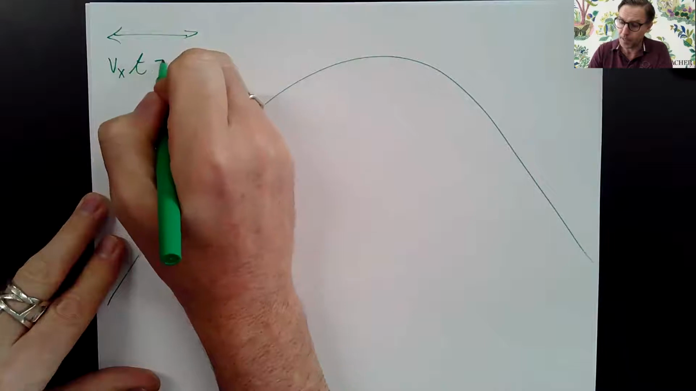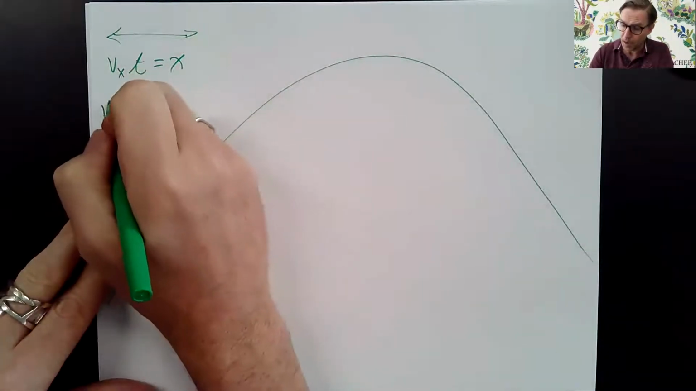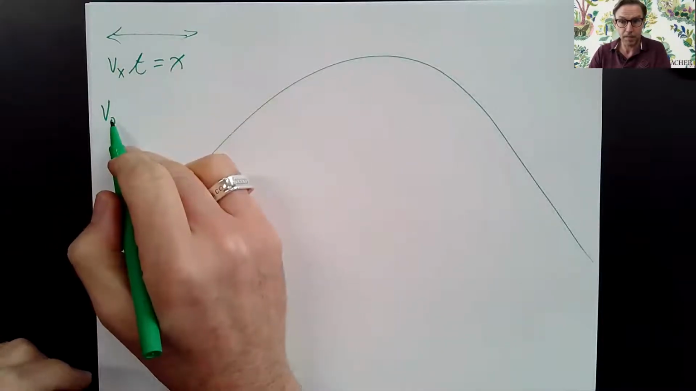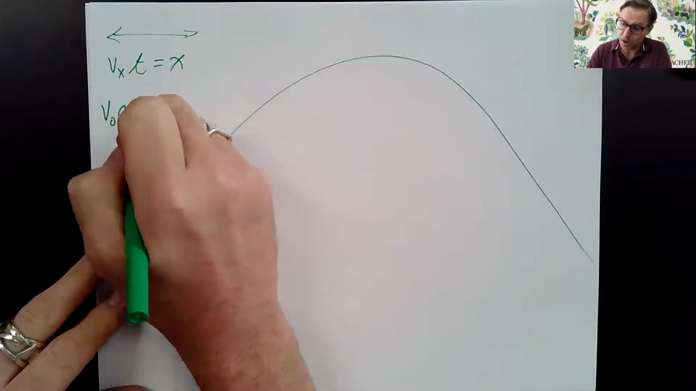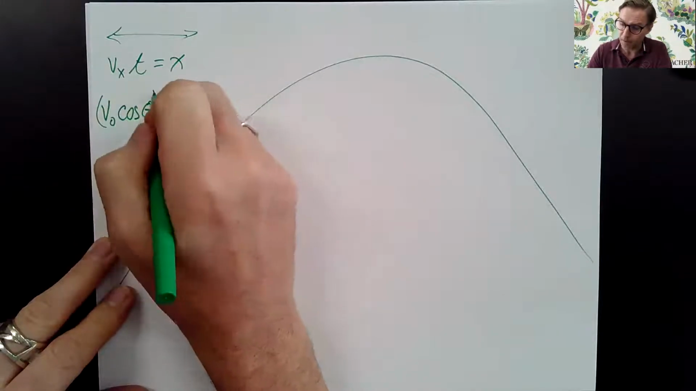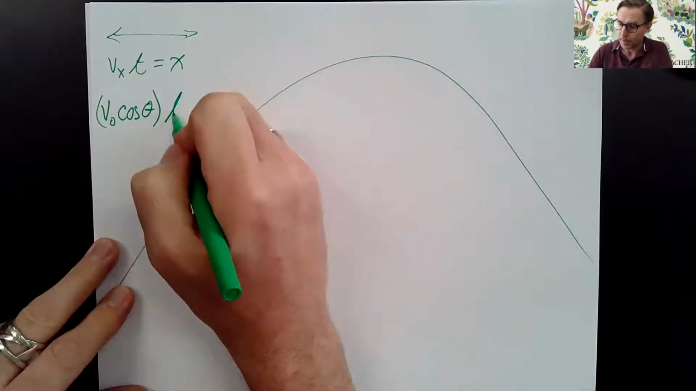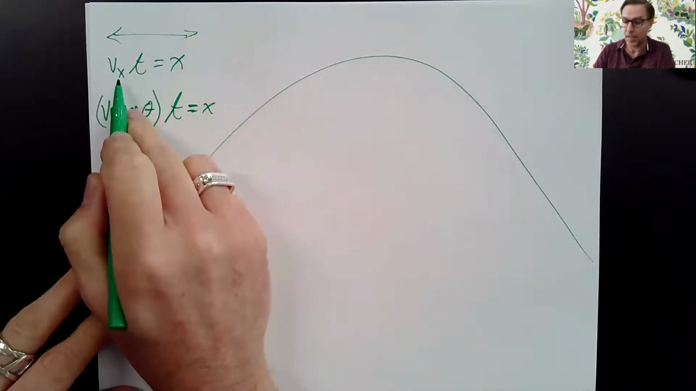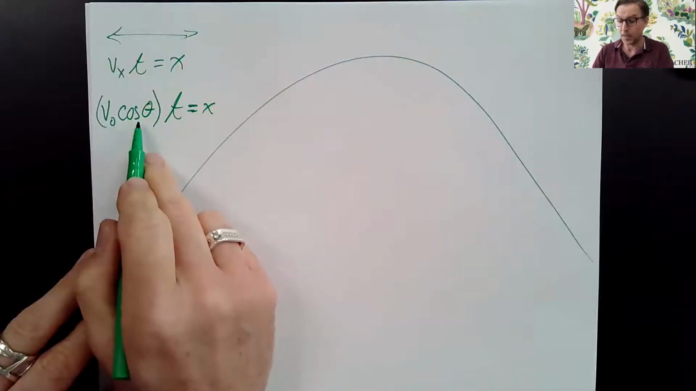Vx times t equals x. And that horizontal speed is always the initial speed, not the initial velocity, but the initial speed times the cosine of that angle, the original direction, times t equals x. So Vx, the horizontal speed, is the diagonal original speed times the cosine of the angle.